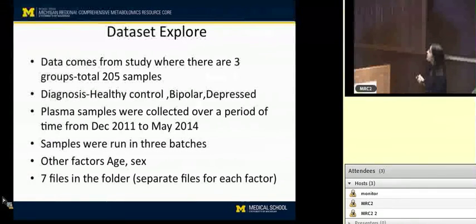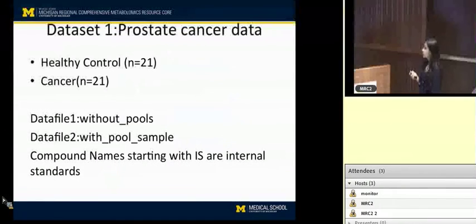Plasma samples were collected. This is a large study, so plasma samples were collected over a period of time from 2011 to 2014. Then these samples were run in 3 batches. The other factors that we got from the PI were age and sex. In this folder, I have created 7 files: a separate file for each factor, and then a combined file with all the factor information. So you can go ahead and start exploring this data set, but this is the first exercise we'll do tomorrow.